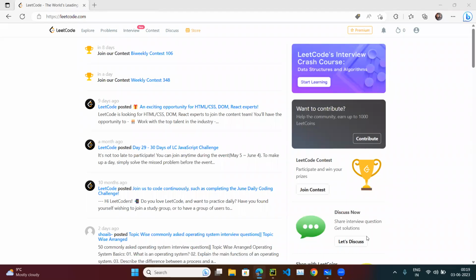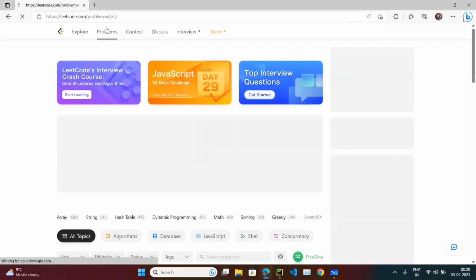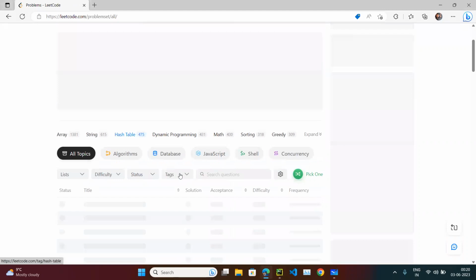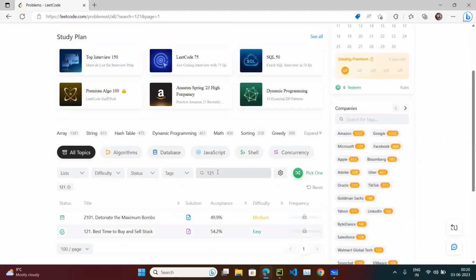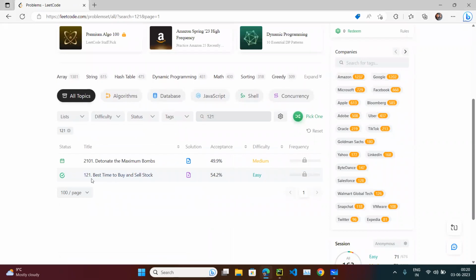Okay, so let's try the next coding exercise. Open leetcode.com and go to the problems tab. In the search, enter question number 121 and hit enter. There is the question, number 121, Best Time to Buy and Sell Stock. It's in the easy category, so click on it.